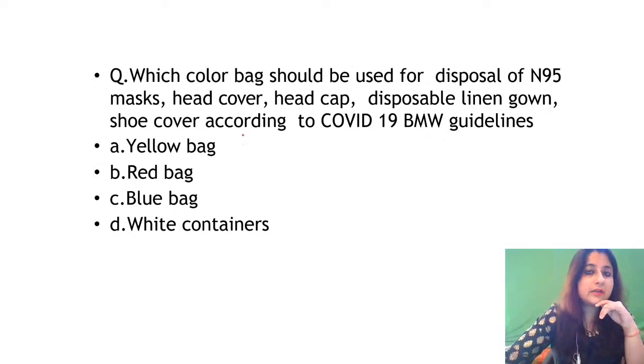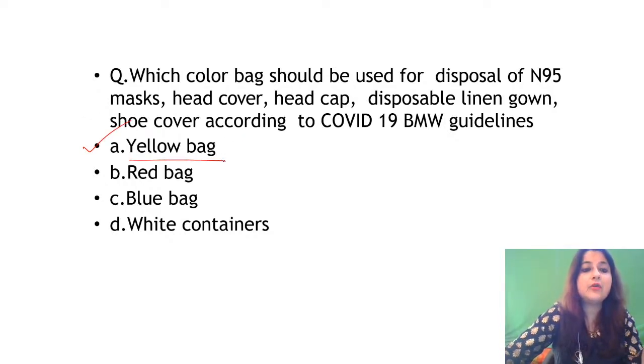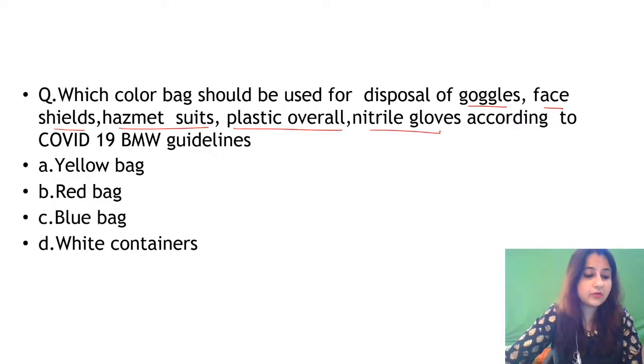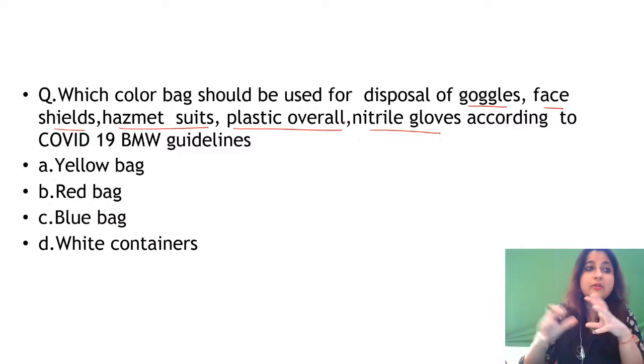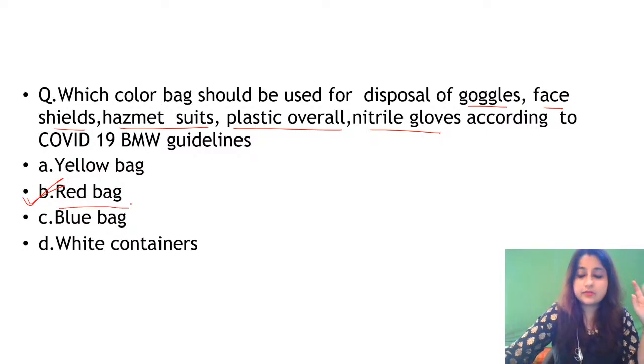Tell me, what color bag should be used for disposal of N95, head cover, head cap, disposable linen gowns? Very good. Yellow color bag. All these are part of our PPE. Now tell me, quick revision: disposal of goggles, face shields, hazmat suits, plastic overall, nitrile gloves. All of this goes into which color bag? Pay attention, guys. This one goes into, very good, goggles, face shields, hazmat suits, good. They go into the red color bag. Is that clear, everyone? Okay. So this was for your revision.